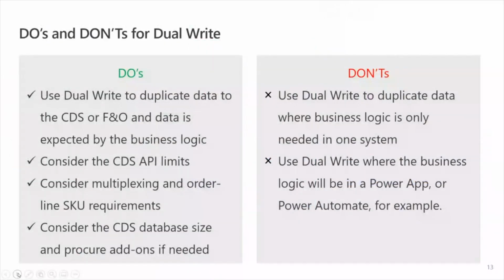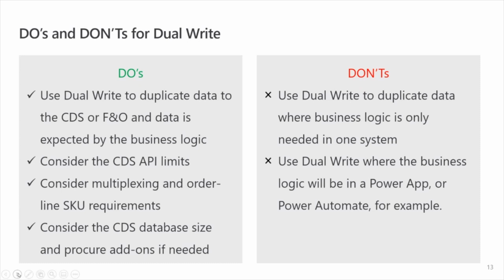So, a couple of things to note about dual write from a do's and don'ts perspective. When we think about using dual write, we want to use it to duplicate data to the common data service or finance and operations when the data is expected by the business logic. If the business logic is not needed in two systems, or is not dependent on the data existing where the business logic lives, you don't need to use dual write. You're just going to be duplicating data and increasing capacity and your costs when that data isn't required.